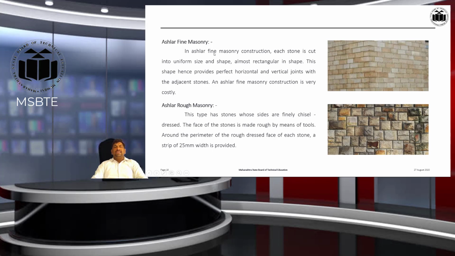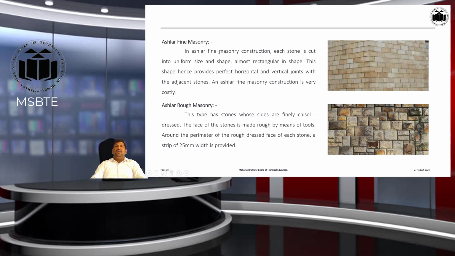Ashlar fine masonry is one in which each stone is cut into uniform size and shape, almost rectangular in shape. This shape hence provides perfect horizontal and vertical joints with the adjacent stones. An ashlar fine masonry construction is very costly.